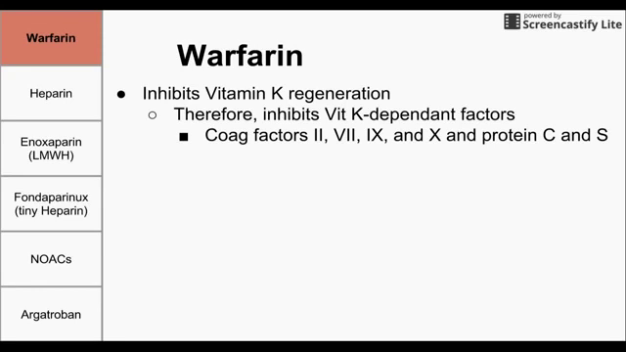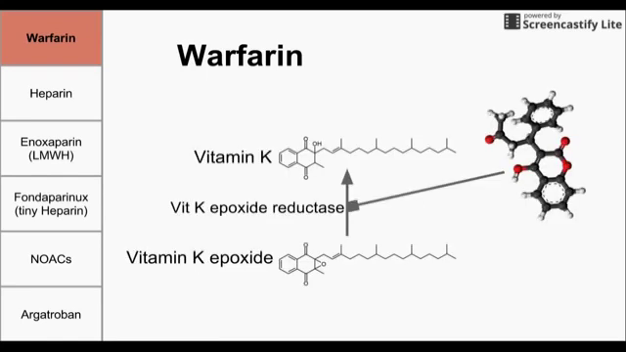If you apply warfarin, you will inhibit vitamin K regeneration, which thus prevents the making of all of these coagulation factors and protein C and S. So, vitamin K in the body, when it's used to make these factors, becomes vitamin K epoxide. In order to regenerate vitamin K, we have an enzyme called vitamin K epoxide reductase. Warfarin, shown on the right here with those 3 rings, inhibits vitamin K epoxide reductase, which inhibits the regeneration of vitamin K, essentially causing an artificial vitamin K deficiency.